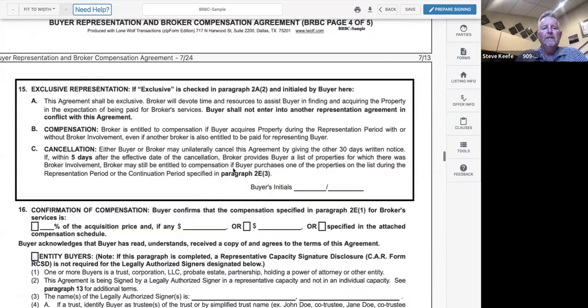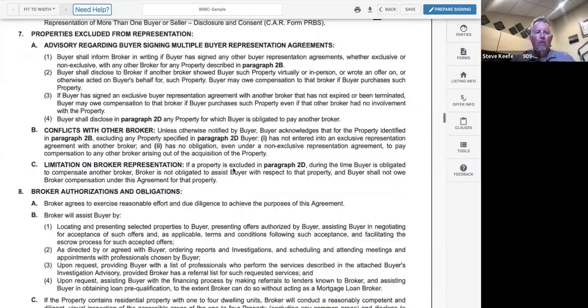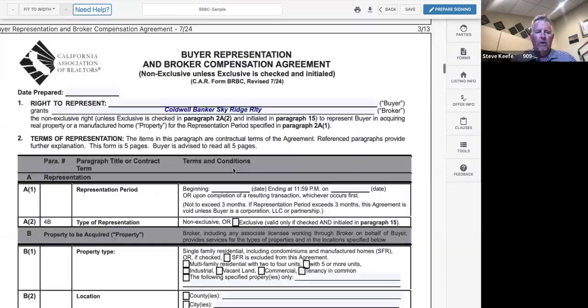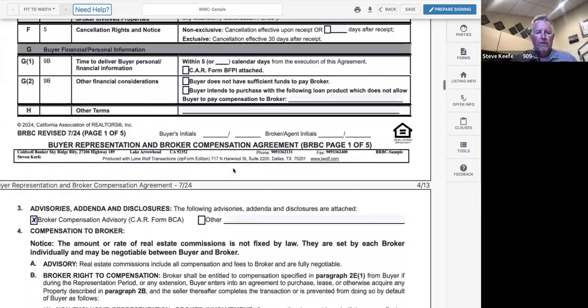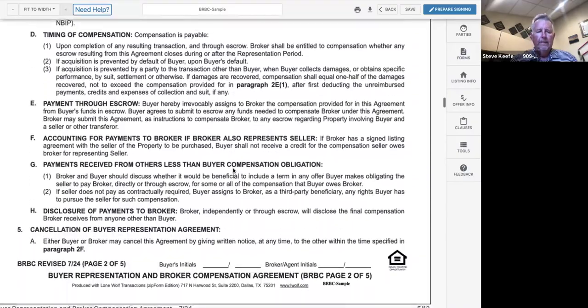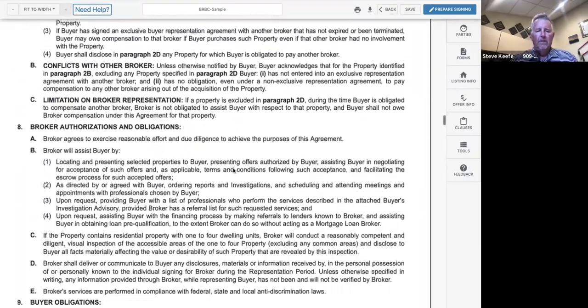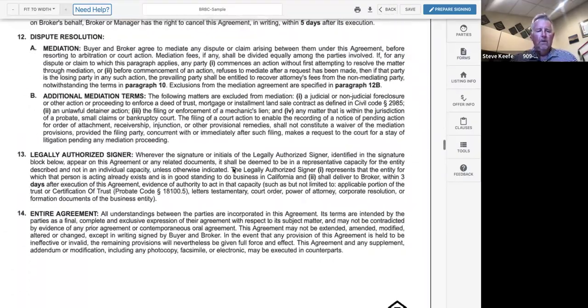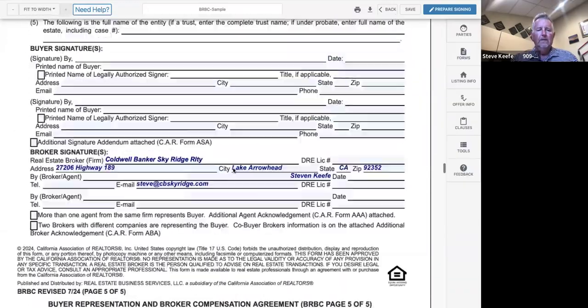So that is the BRBC. Hopefully that gives you a general enough or broad enough overview so you understand how you're going to complete it. And if you have any questions or concerns, don't hesitate to reach out to me so that we can talk about it.